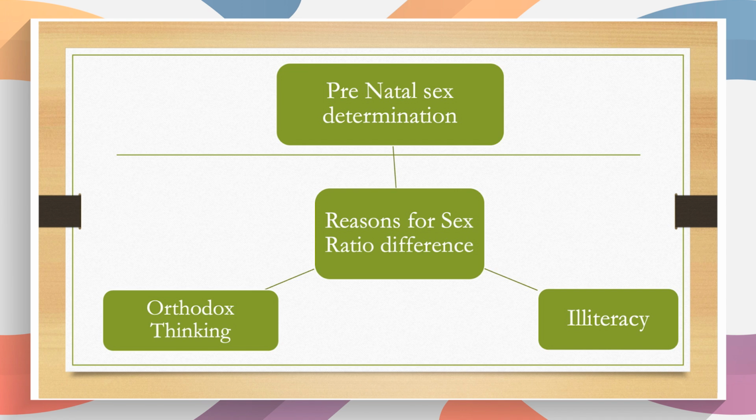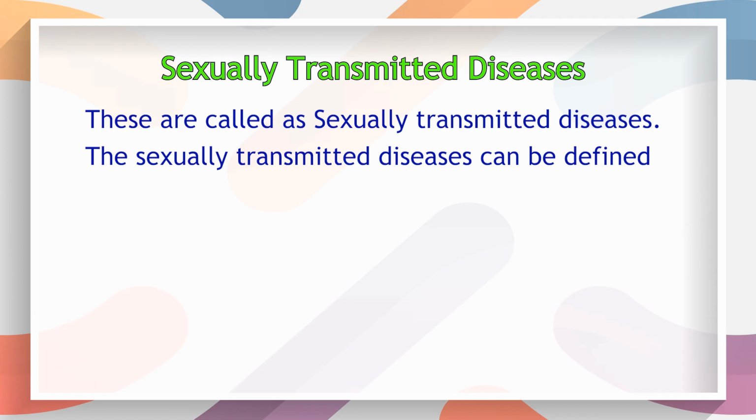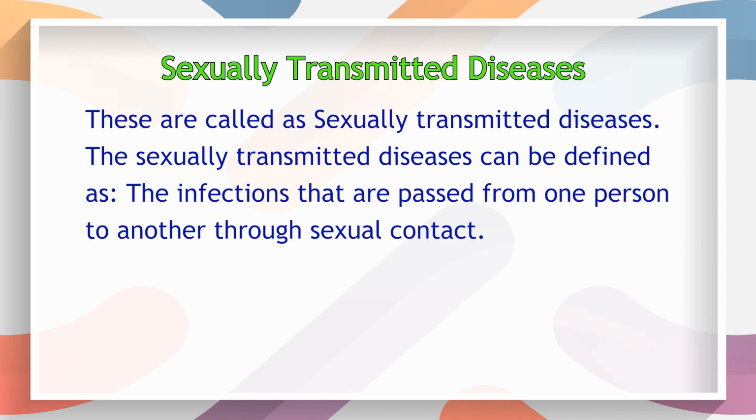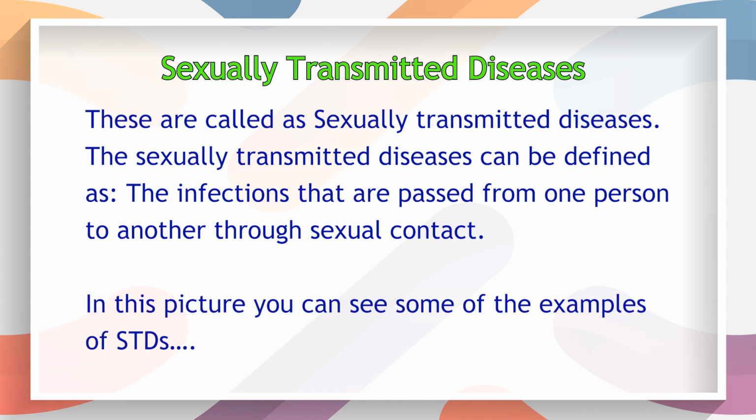There are some infections which mainly spread through the sexual contact. Have you ever heard about these infections? So, dear learners, the last one important aspect of reproductive health is to know about such types of infections. These are called as sexually transmitted diseases. The sexually transmitted diseases can be defined as the infections that are passed from one person to another through sexual contact. In this picture, you can see some of the examples of STDs.